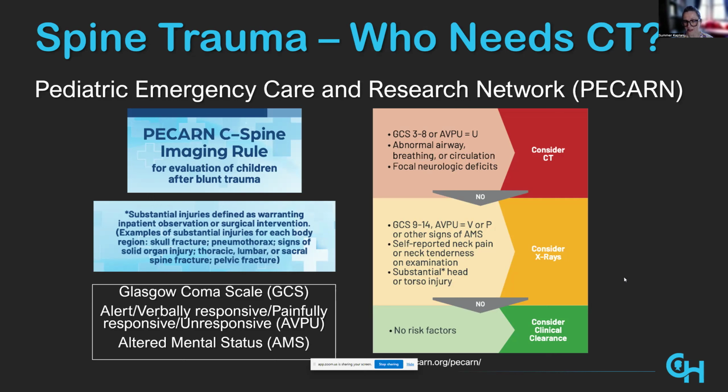So kids where you might consider X-rays rather than CT would be those with a GCS of 9 to 14, who are verbally responsive or responsive to pain, who have self-reported neck pain, or who have a concurrent substantial head injury or torso injury. Again, you consider X-rays for those kids, although I think you could be warranted to do a CT as well. And then outside of those groups, clinical clearance may be sufficient.